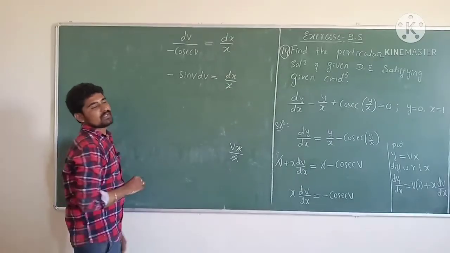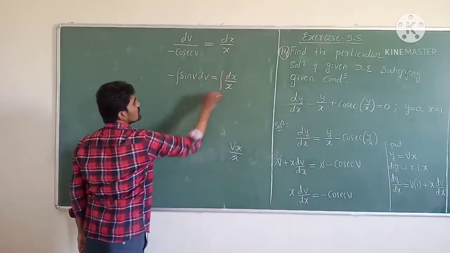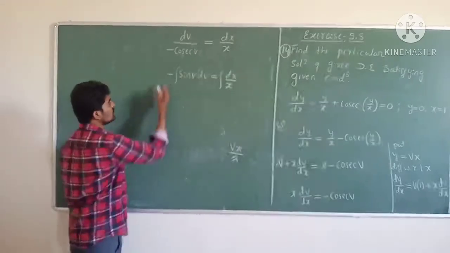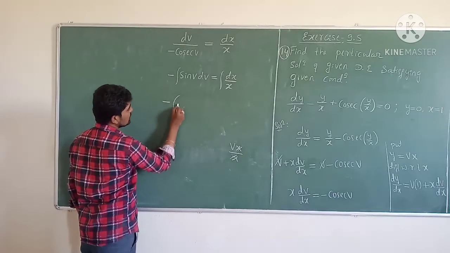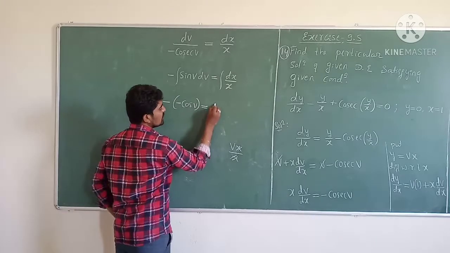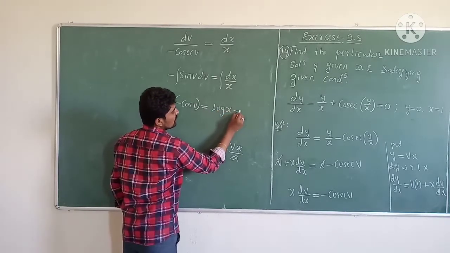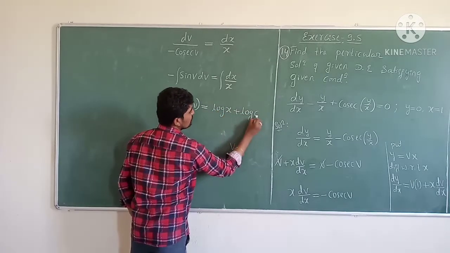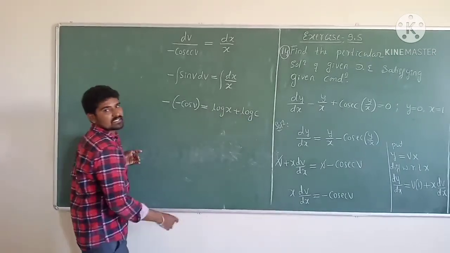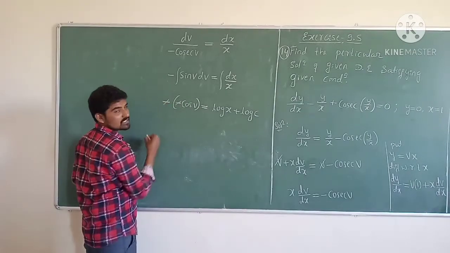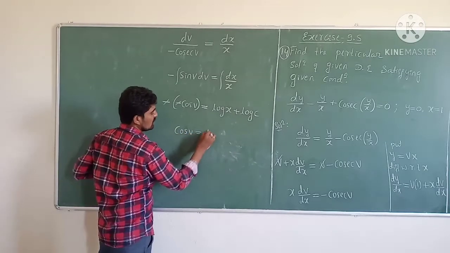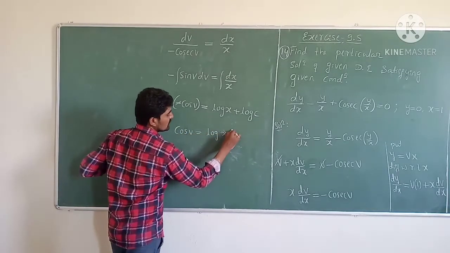So after separating the variables, integrating on both sides. As you know, integration of sin v is minus cos v. So this minus as it is, integration of sin v is minus cos v, which is equal to integration of dx by x, which is log x plus integral constant c, or log c. Now log m plus log n is equal to log mn. So minus into minus plus. So we get cos v is equal to log of x into c.